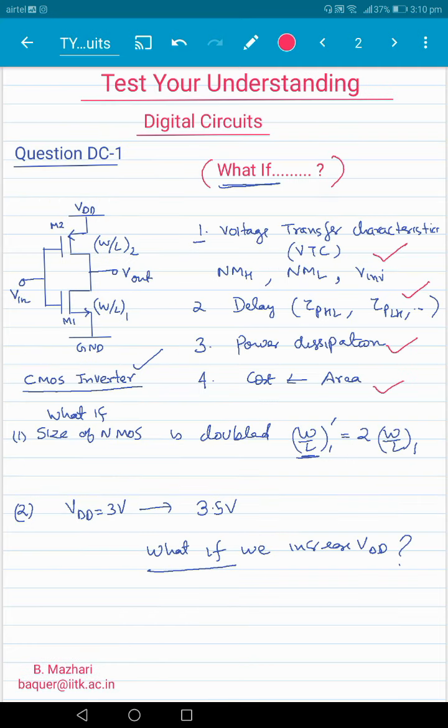So as we have indicated, voltage transfer characteristics, delay, dissipation, cost, all of those things here. So that's a good way of testing whether you understand the circuit in a deep manner and you understand the consequences of any changes that are made in that particular circuit, how they would impact.